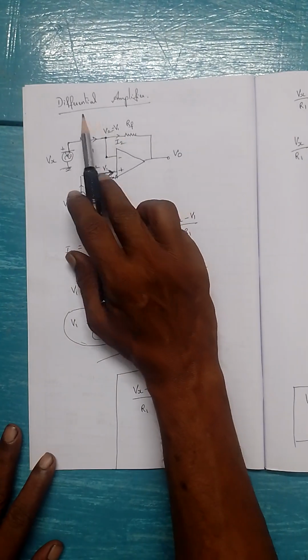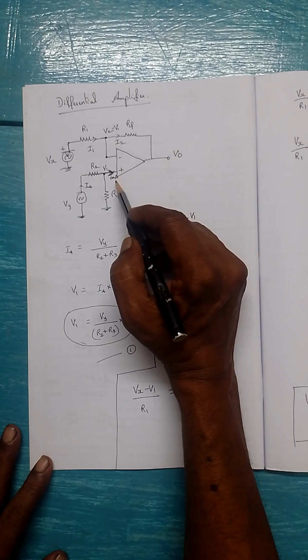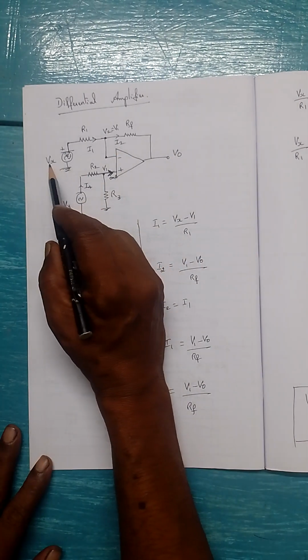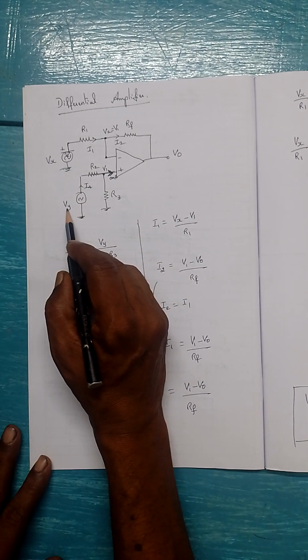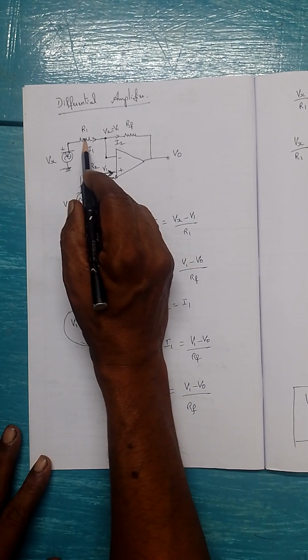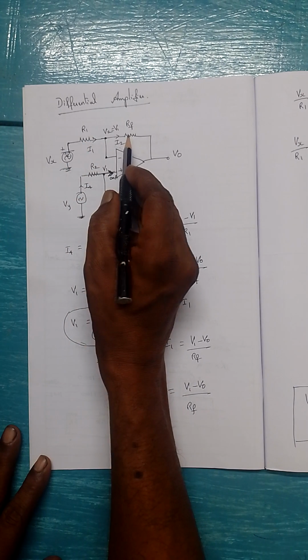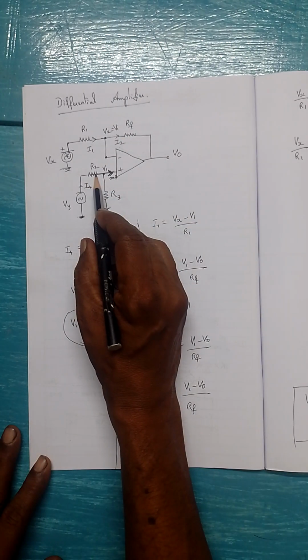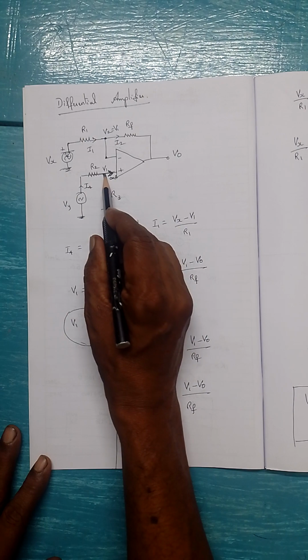So today's topic is differential amplifier. Here we have an operational amplifier. The input here is Vx, here it is Vy. Here we have R1, this is feedback resistor Rf, and here we take the output Vout. Here we have R2 and R3.